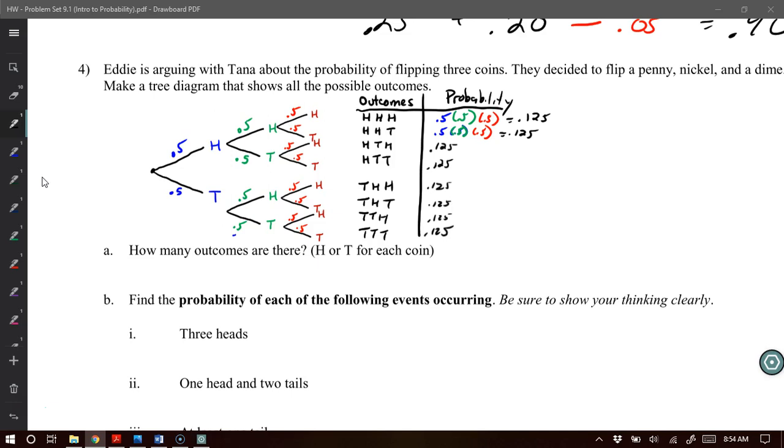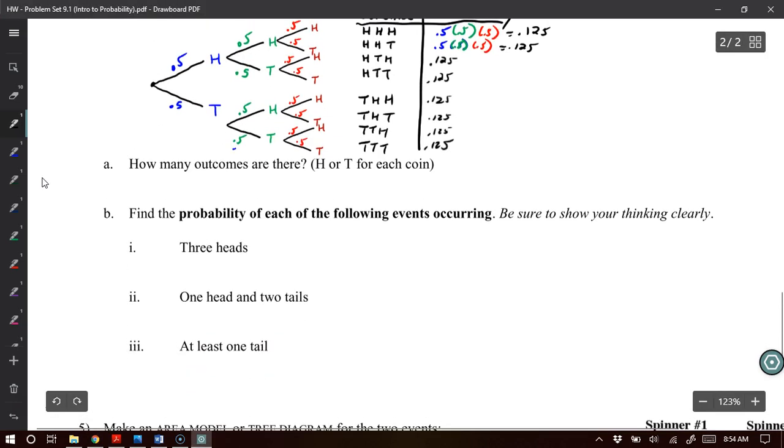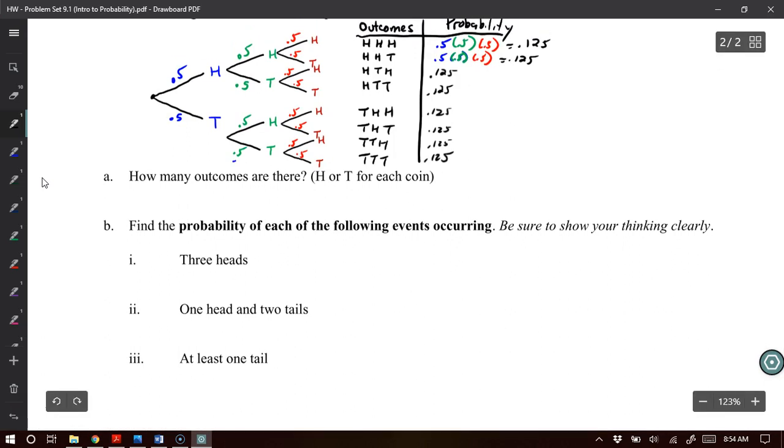So I can count my total outcomes for part A. Now part B, I want to give you a heads up. It's something you have to just think about for a minute. The first one's not bad, 3 heads, so you just find this outcome. But when I say 1 head and 2 tails, I do not give the order. So you need to look at all outcomes that have 1 H and 2 T's, and it doesn't matter the order they are in.